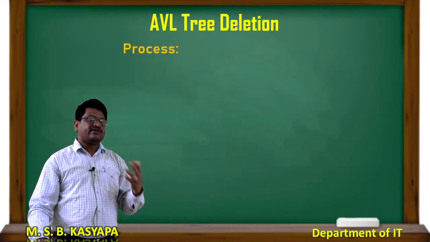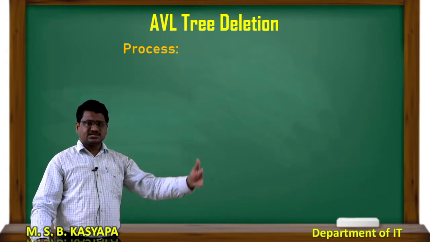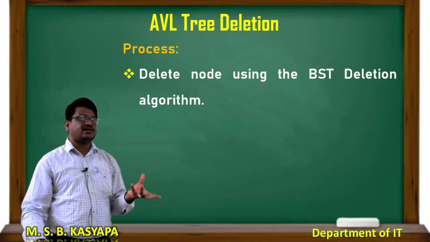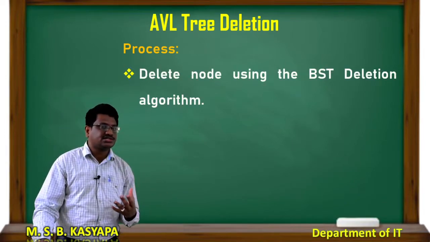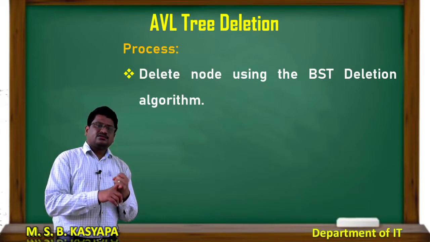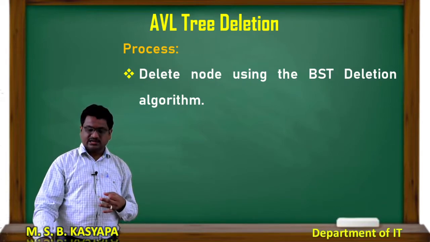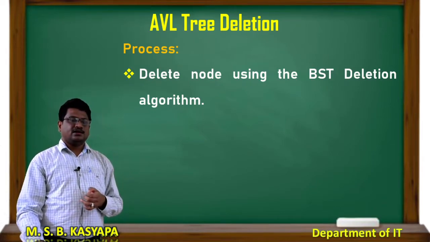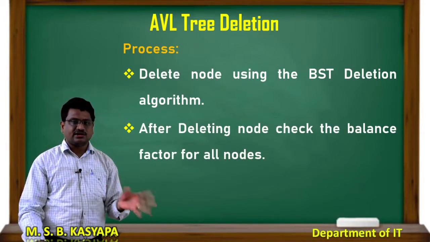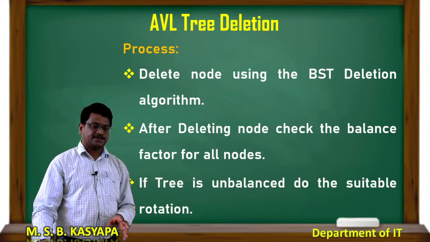Now, already we have explained it is a part of a binary search tree. So if I want to delete an element, I have to delete according to the binary search deletion algorithm. What are the binary search deletion types? Type 1, type 2, type 3: either no children, only one child, or two children. Okay, I have to delete according to that. After deletion, I have to check the balance factor. If the balance factor is not applicable according to the AVL tree, I have to do the rotation.